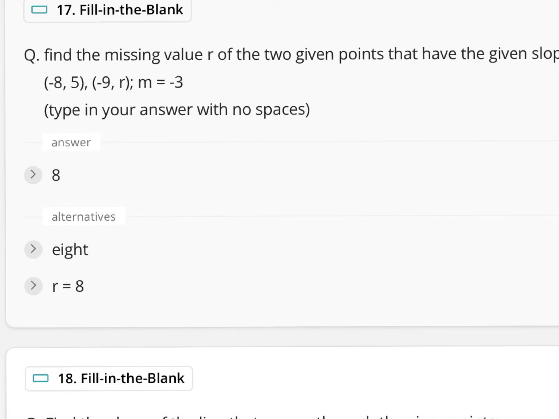This is a great question because it gives you 2 points and it gives you the slope. And we should know by now that when you have 2 points, you could apply the slope formula. So the slope formula is m equals y2 minus y1 over x2 minus x1. With this formula, we're going to be able to plug in all these values. Here's your x value, your y value. This is your first point. Here's your x value, your y value. This is your second point. And this is obviously your m value.